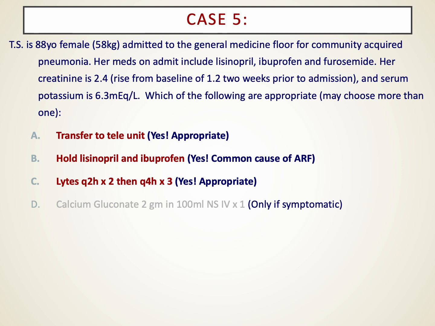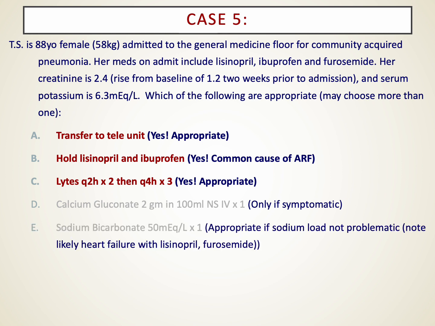She probably only needs calcium gluconate if her serum potassium were higher or if the EKG suggested she was symptomatic. So calcium gluconate or calcium chloride at this point is probably premature, but if it were higher or if she was symptomatic, yes, we would.